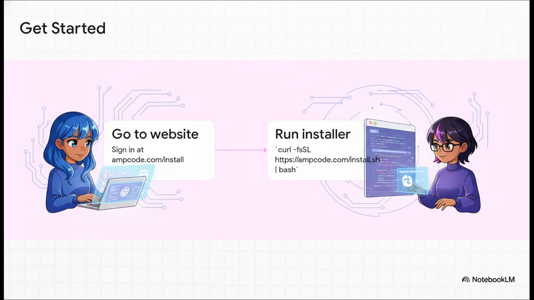And getting it installed is ridiculously easy. Seriously, you just go to the website, ampcode.com/install, and you copy that one line of code. Paste it into your terminal, hit enter, and that's it. You're done. You're ready to start coding.